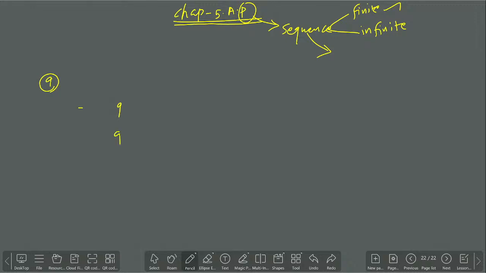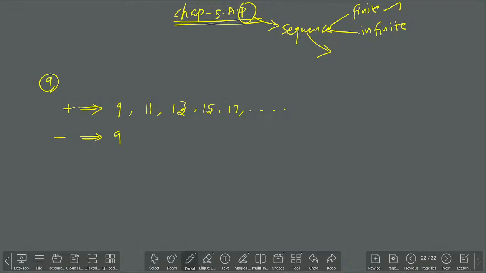I'm going with two sequences now. In the first sequence I'm adding 2, in the second sequence I'm subtracting 2. You understand? Right. Add 2 here, add 2 next, 13. Next 15. Next 17. It will go on. This is one of the sequences.